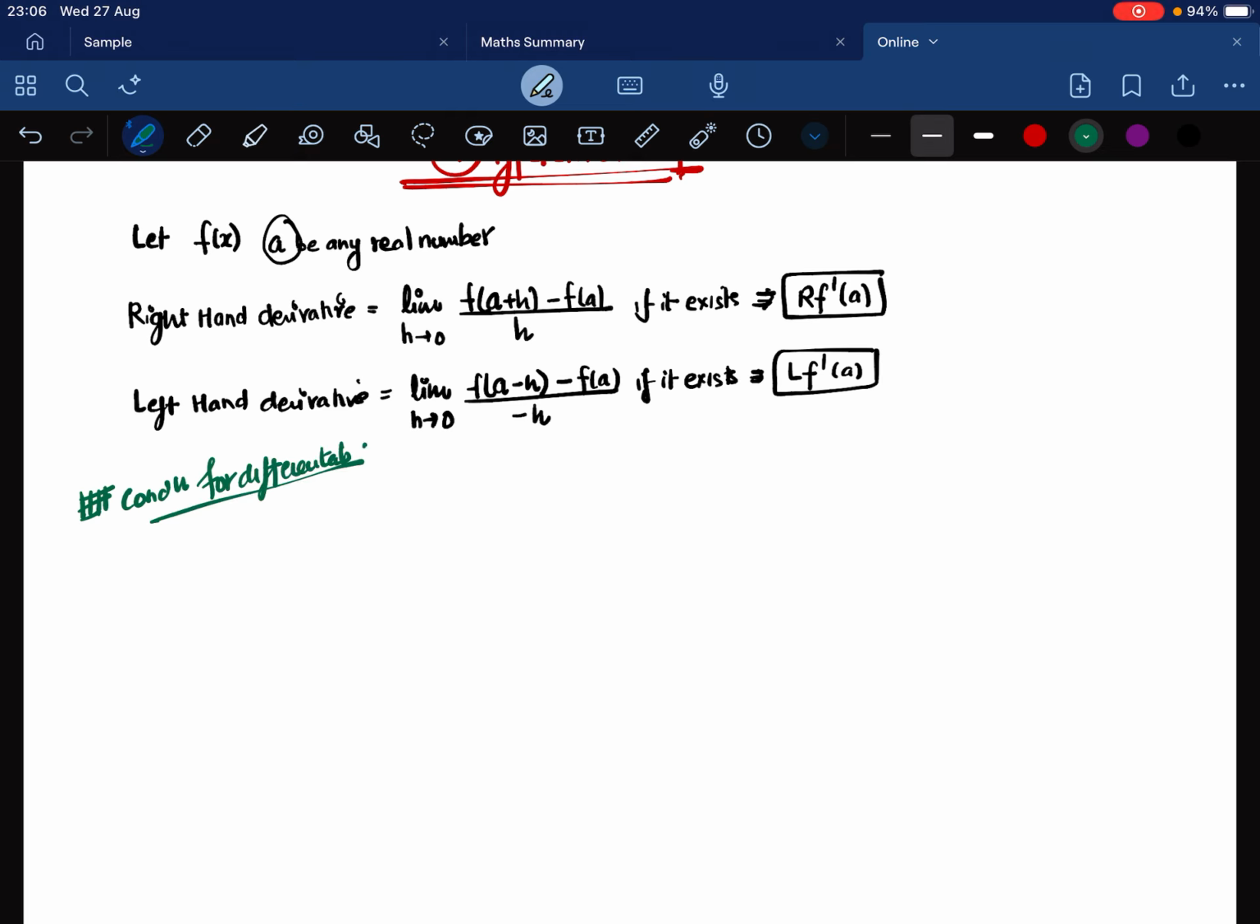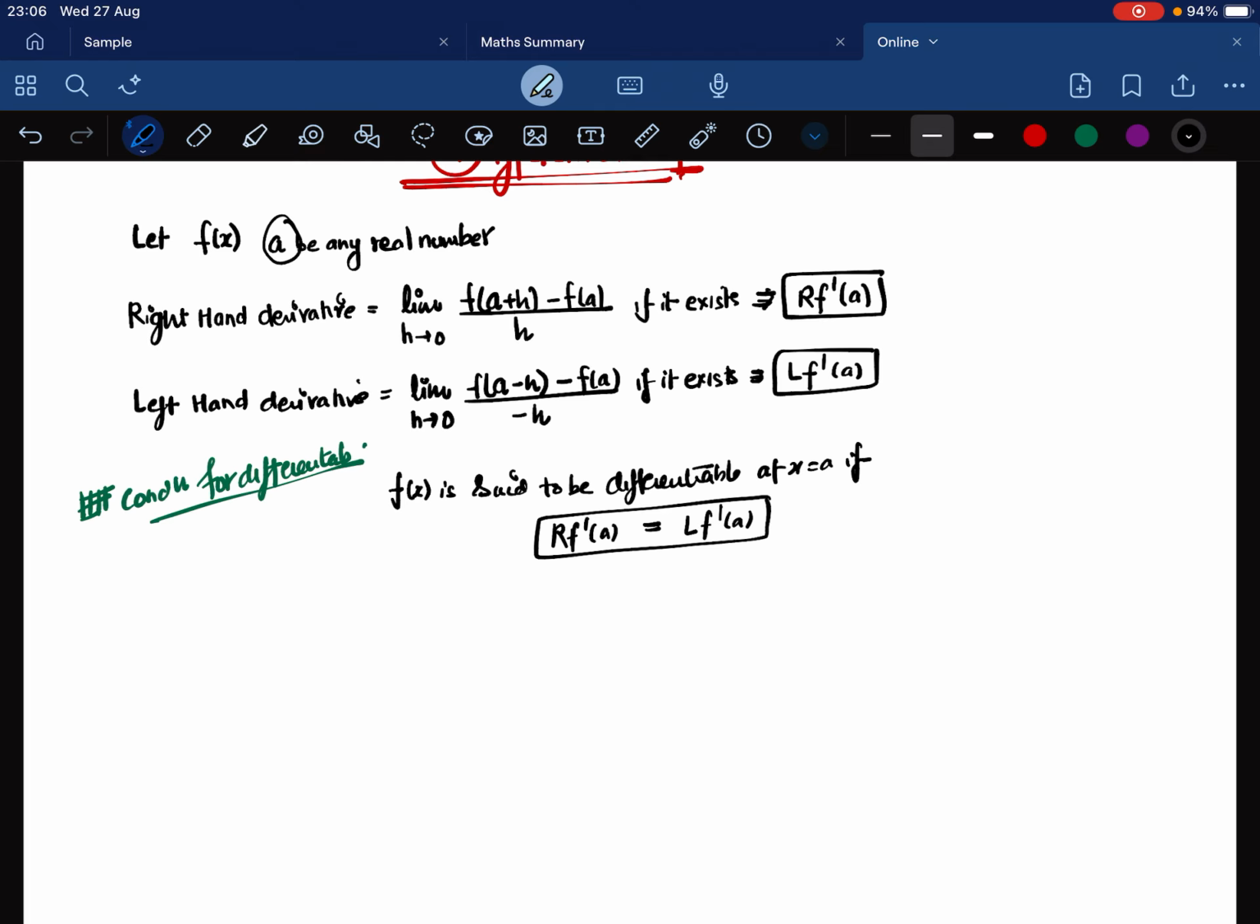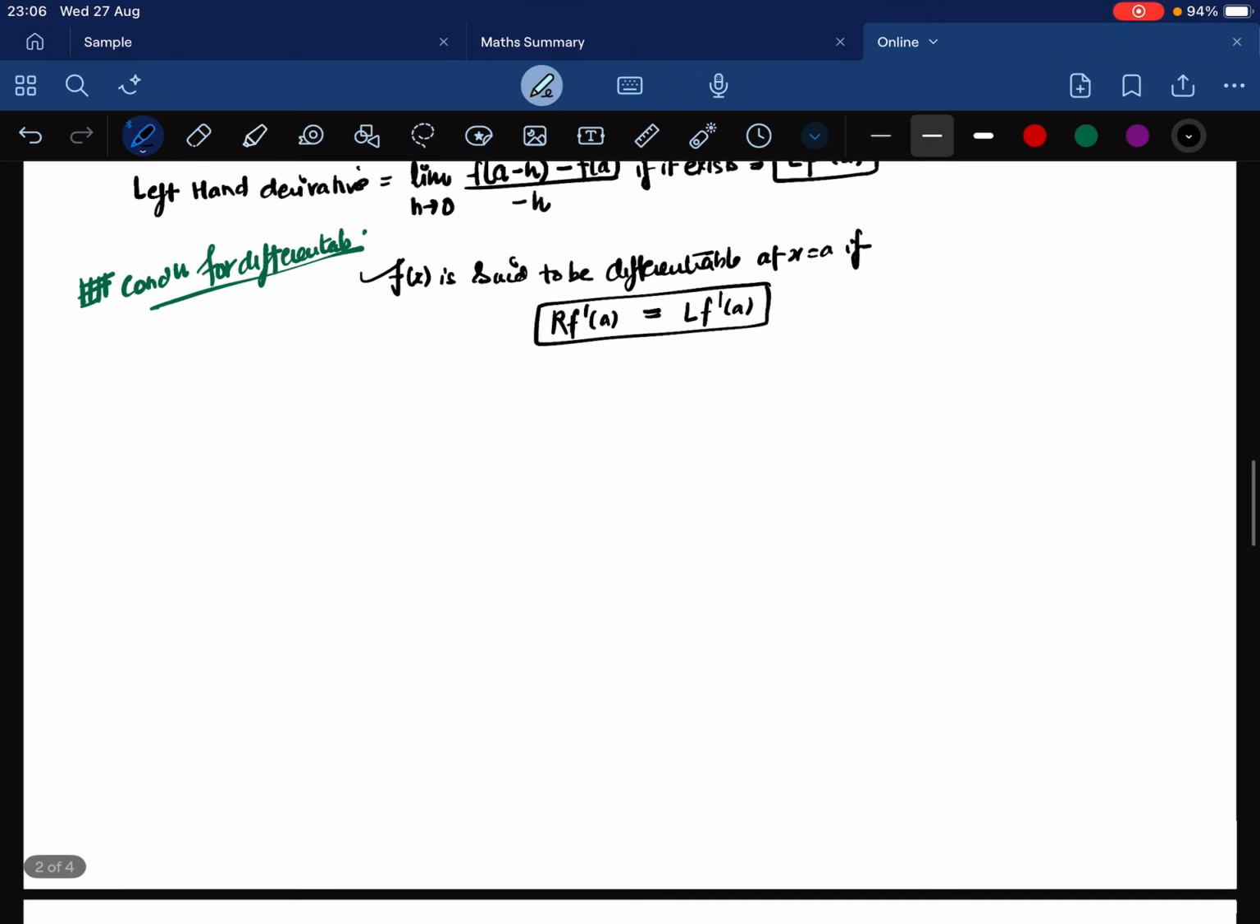So what's the condition for differentiability? A function is said to be differentiable at x equals a if and only if the right hand derivative is equal to the left hand derivative. This condition must be satisfied, and this is the basic condition for differentiability. So let's focus on some numericals to get more clarity over the topic.